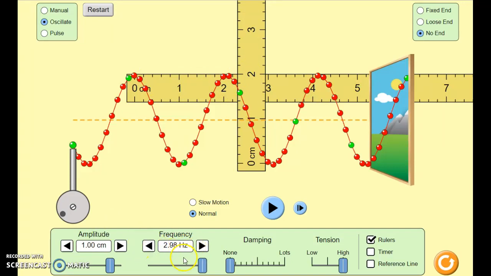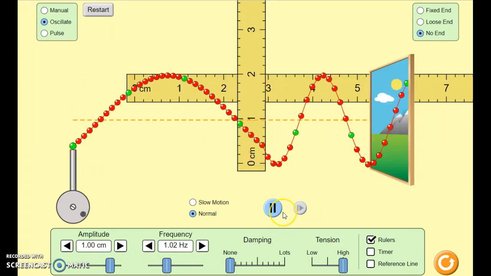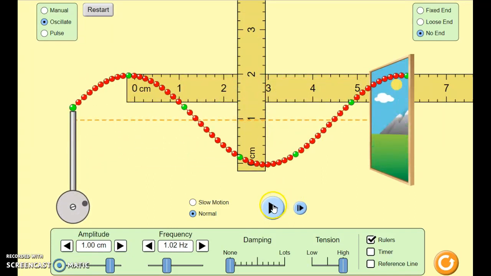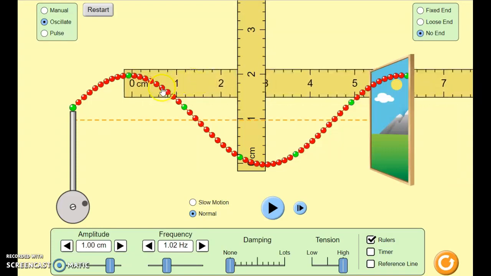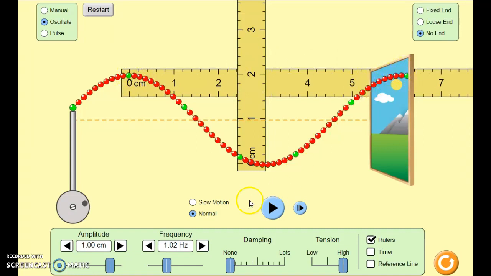And then notice that when I adjust the frequency here down to 1 hertz, or 1 vibration per second, the distance between my crests, or the wavelength, is a whole lot more. It's from here to here, looks like it's about 6 centimeters. So you can see that the frequency and the wavelength are connected. All right. So that's explaining the graphic on page 9, or figure 19.3.